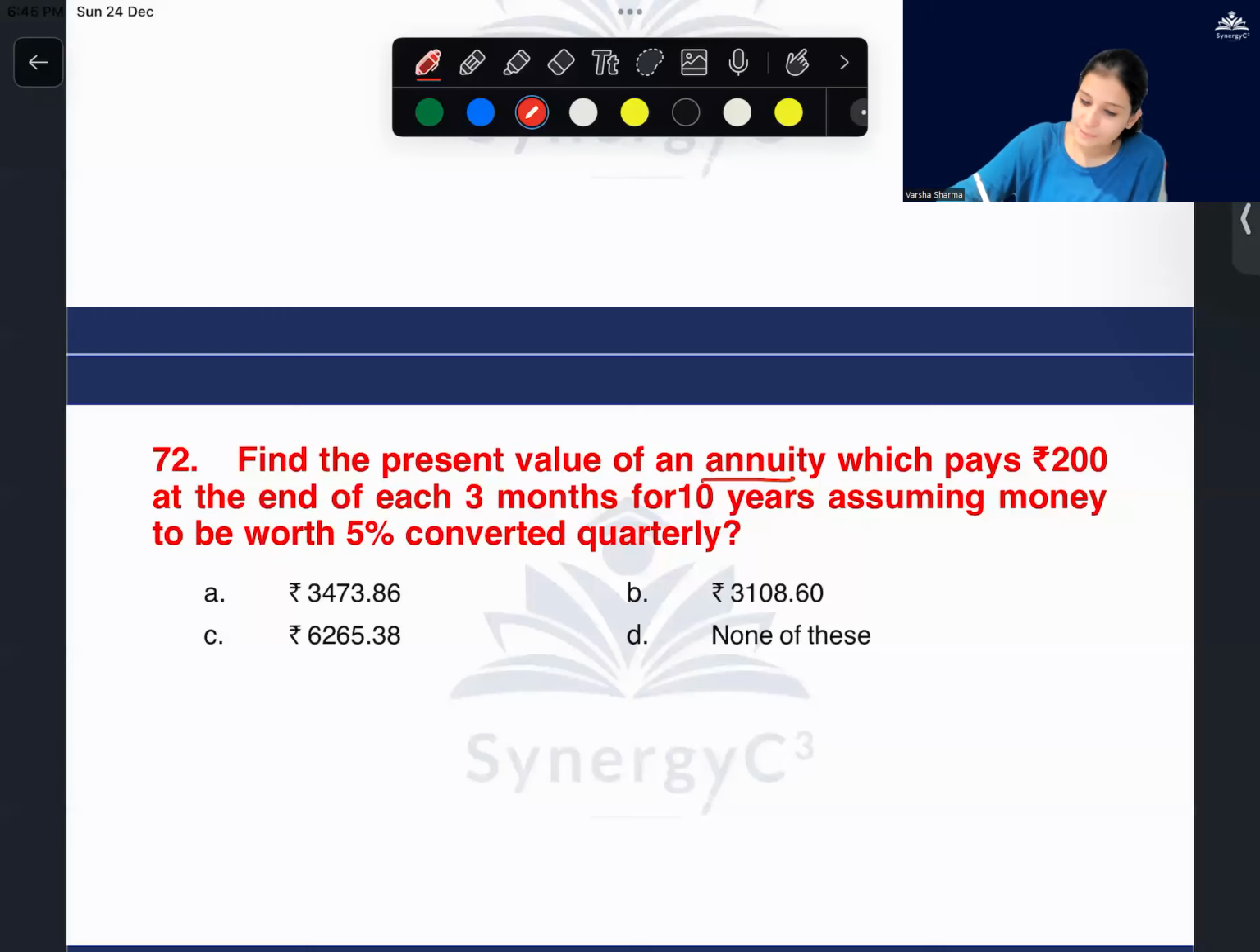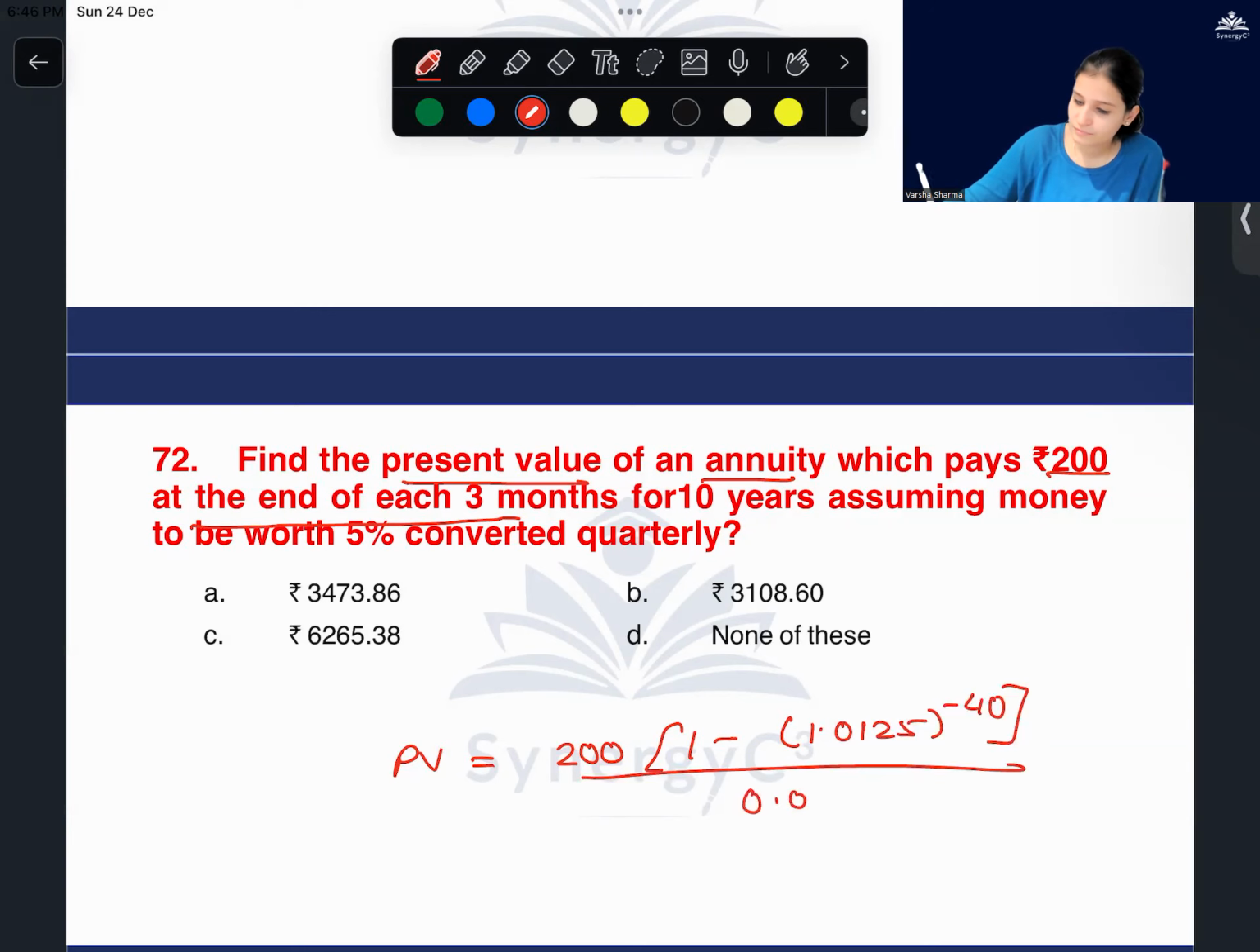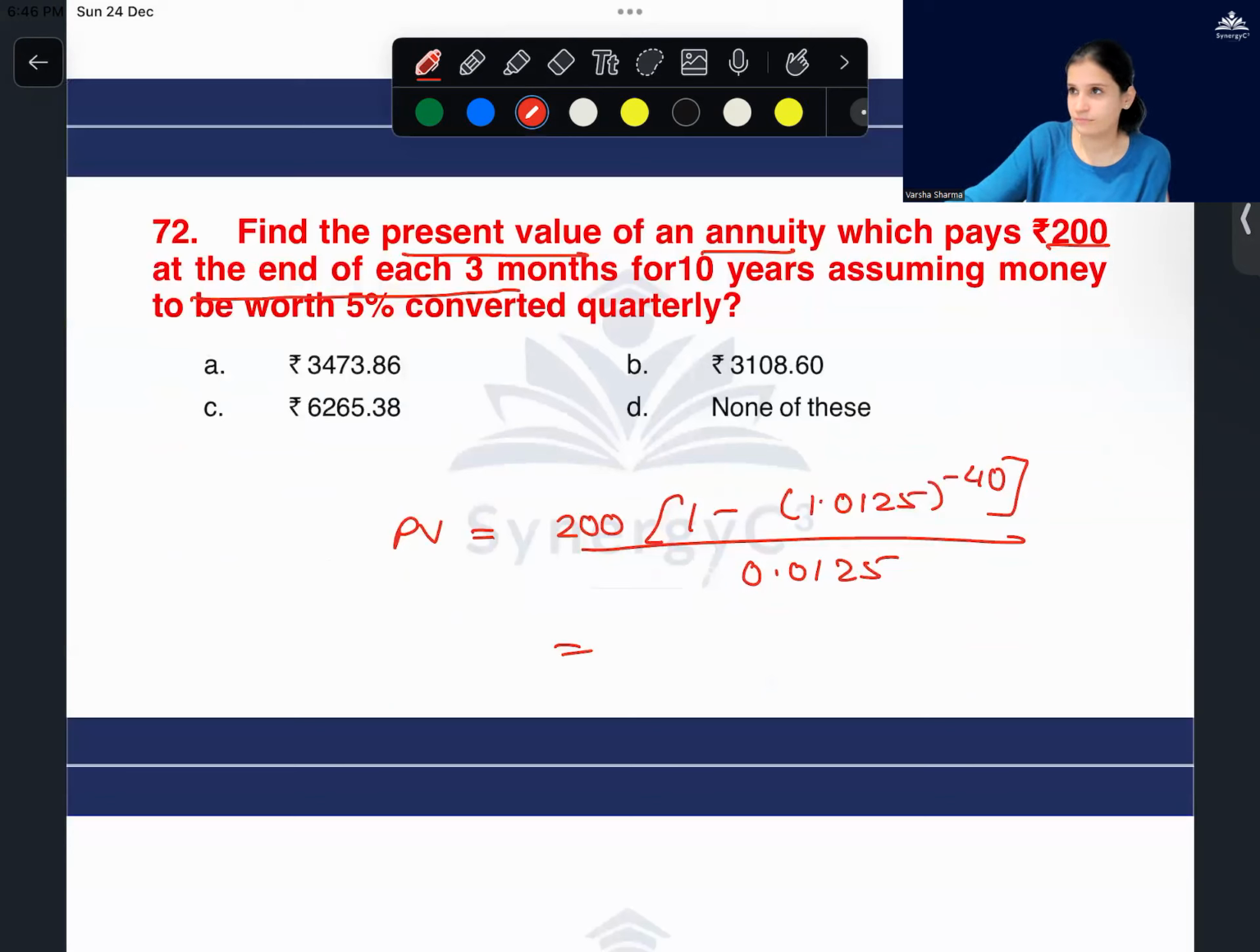Basic question, annuity. Present value we have to find. Paying rupees 200 at the end of each 3 months. So it's quarterly, and at the end means it's an ordinary annuity. So 200, 1 minus, 5% quarterly will become, and for 10 years, quarterly will be 40 installments. How much? 6265.38.